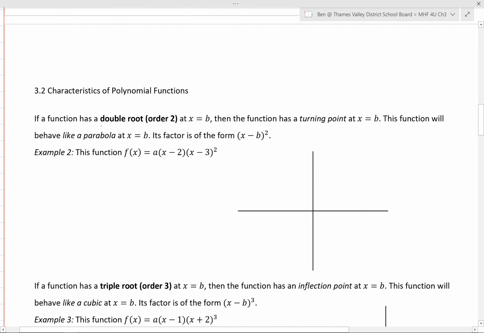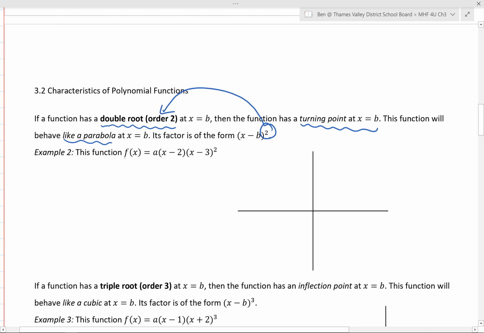So if a function has a double root, that is order 2 at x = b, then the function has a turning point at x = b. Again, it's behaving like a parabola. This function will behave parabolically in shape at x = b. Its factor will be of the form (x - b) squared. Again, it's this squared that makes it order 2.